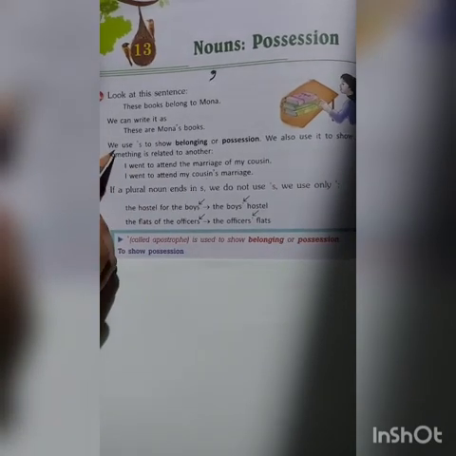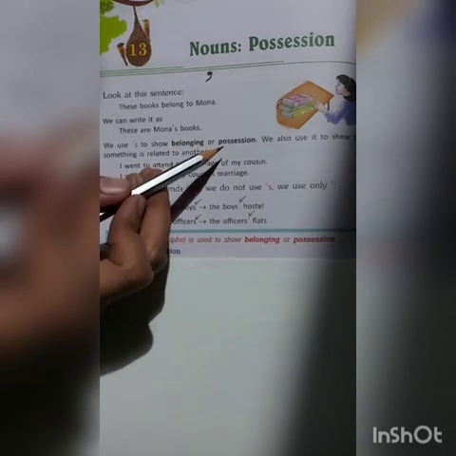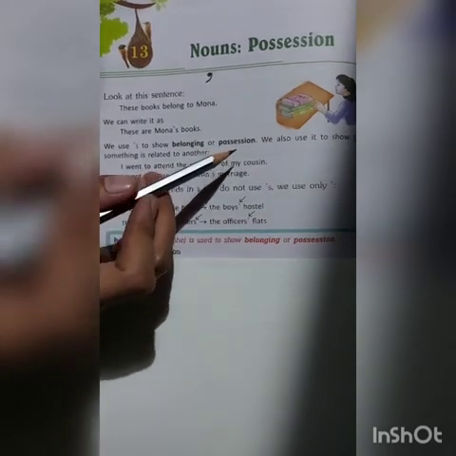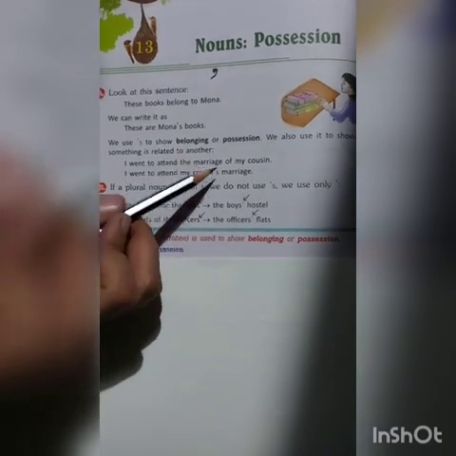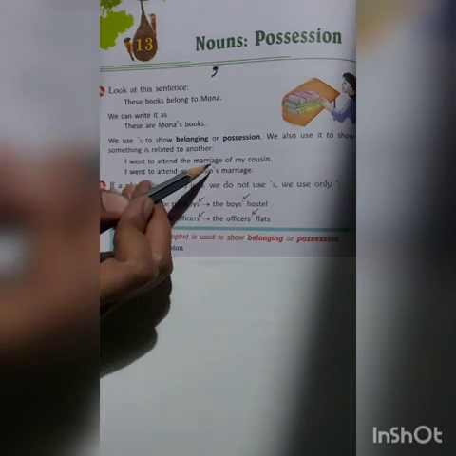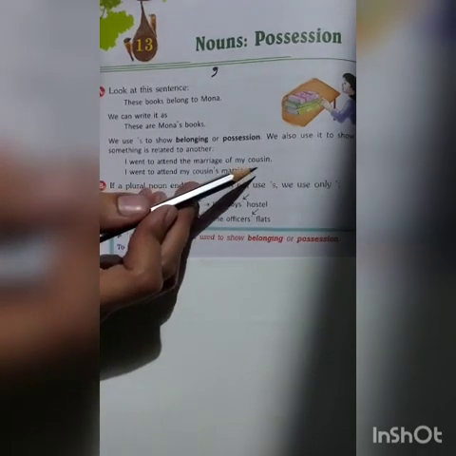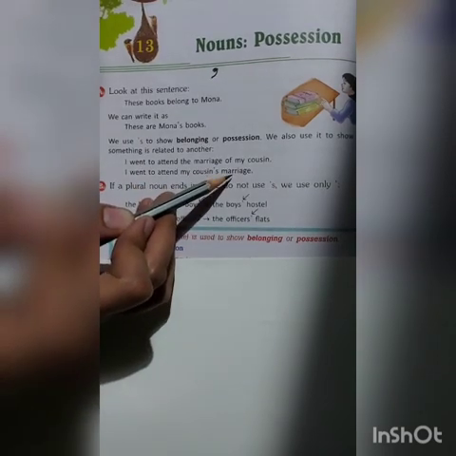Now as we can read here, we use apostrophe S to show belonging or possession. And then we also use it to show that something is related to another. Like in this sentence, I went to attend the marriage of my cousin. Now we can also write it as, I went to attend my cousin's marriage.